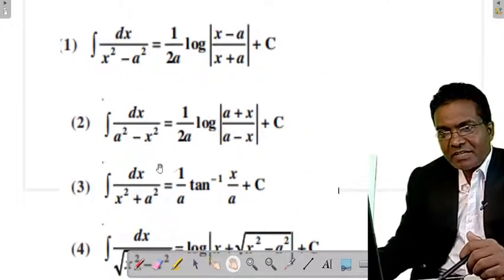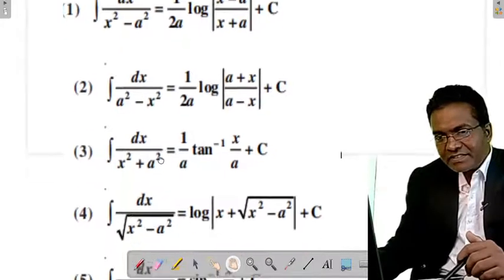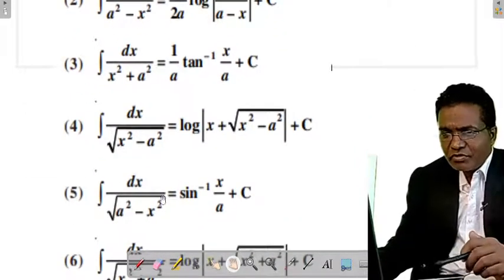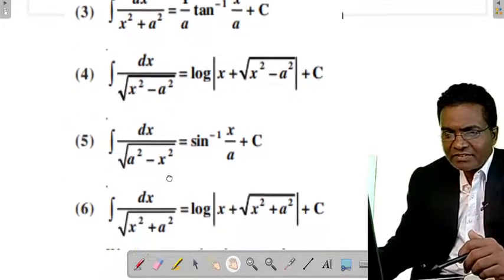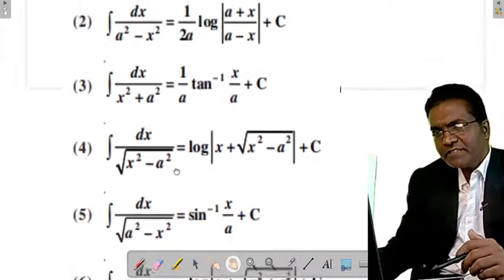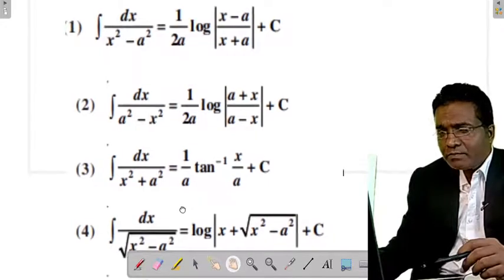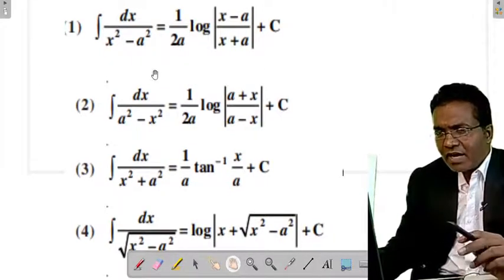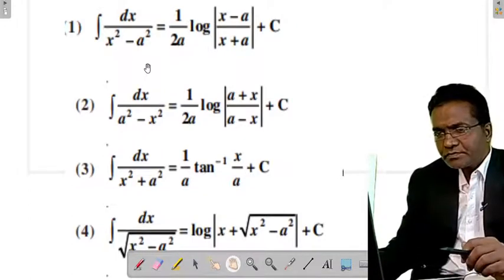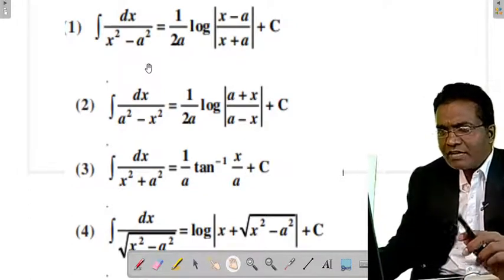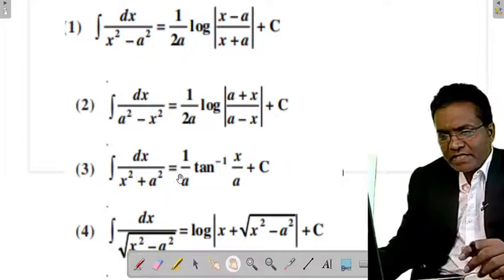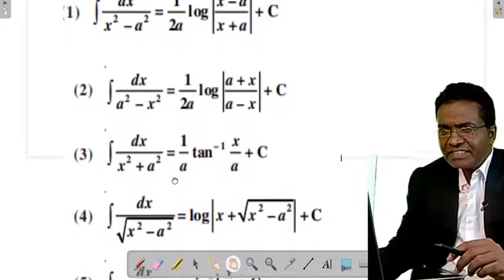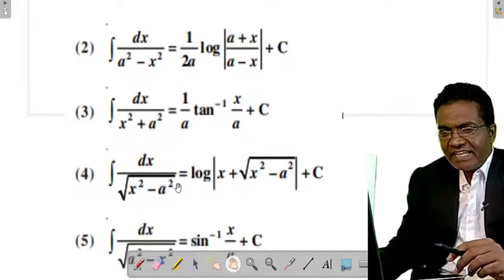1 by x square minus a square, 1 by a square minus x square, 1 by x square plus a square, 1 by square root of x square minus a square, and this one. Please note down these and we will prove them. In the examination, you will be asked to prove as well as you will be given one small related example. So we will discuss in detail. Better you note down these 6 integrals.